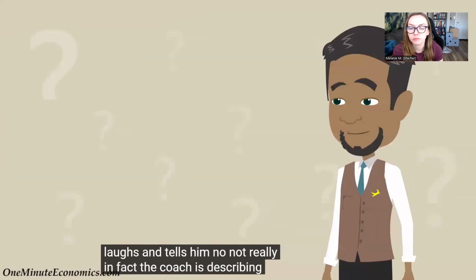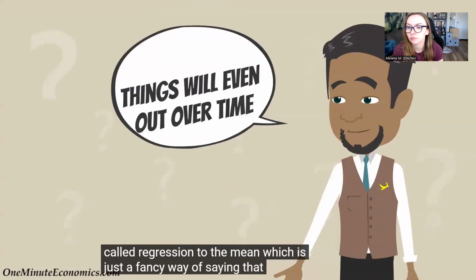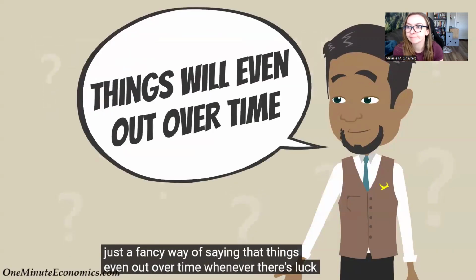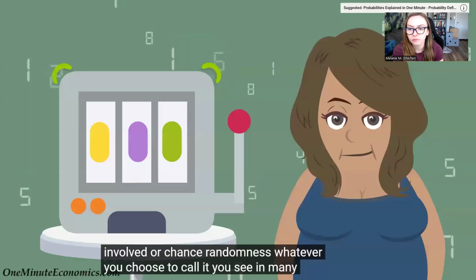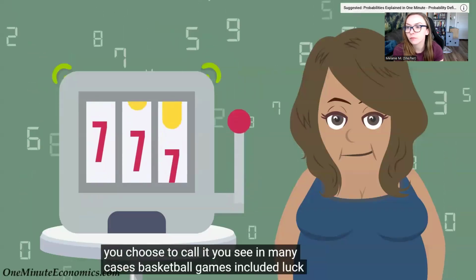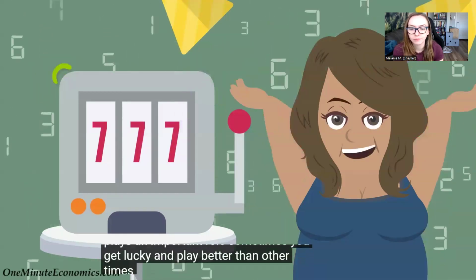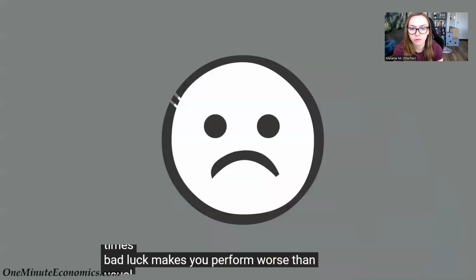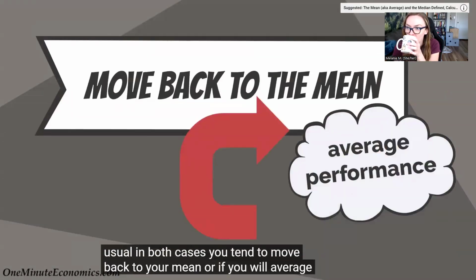In fact, the coach is describing the so-called regression to the mean, which is just a fancy way of saying that things even out over time whenever there's luck involved, or chance, randomness, whatever you choose to call it. You see, in many cases, basketball games included, luck plays an important role. Sometimes you get lucky and play better than normal. Other times, bad luck makes you perform worse than usual. In both cases, you tend to move back to your mean, or if you will, average performance.